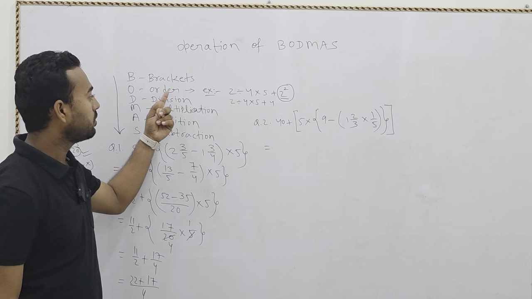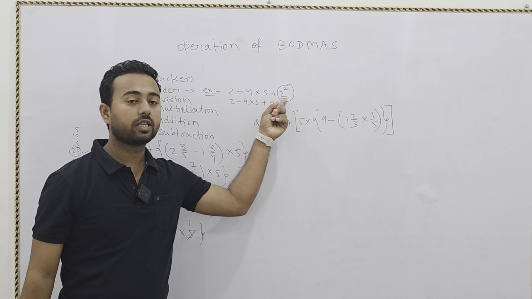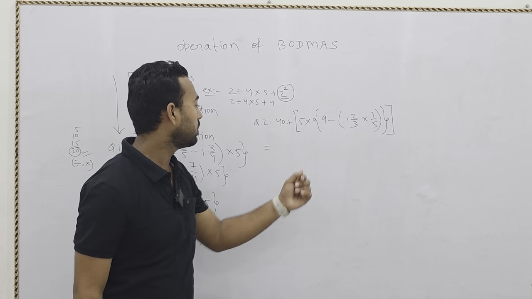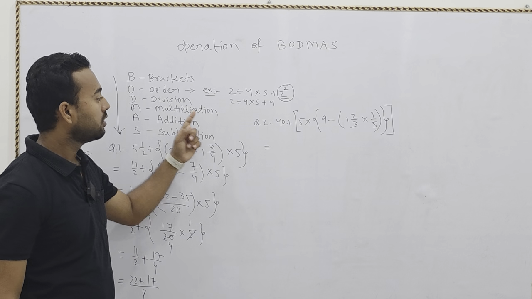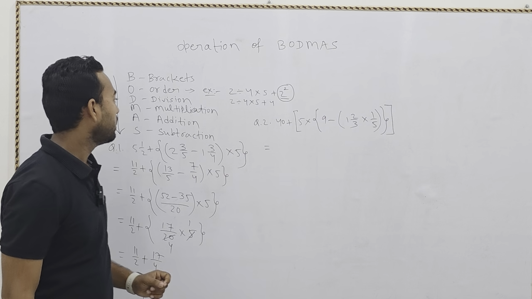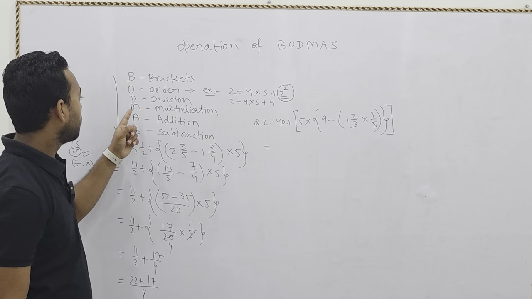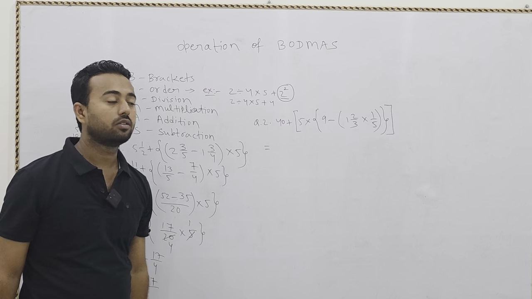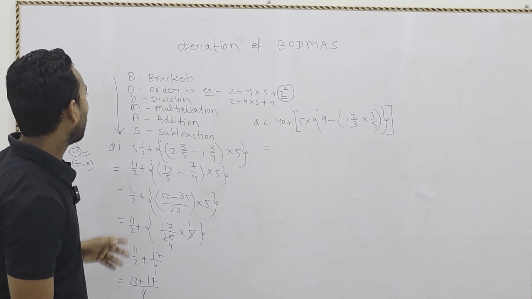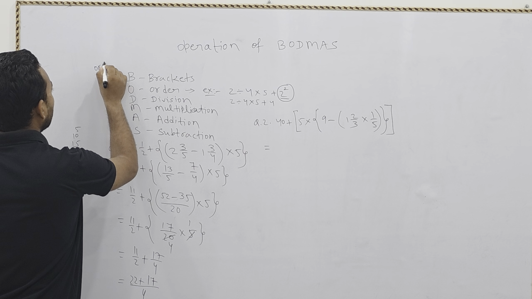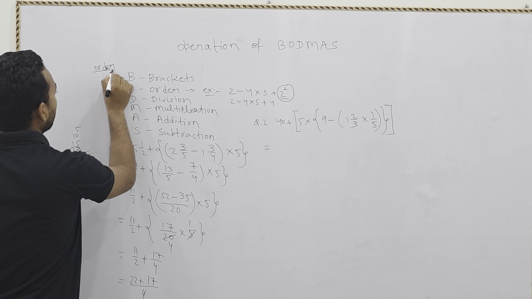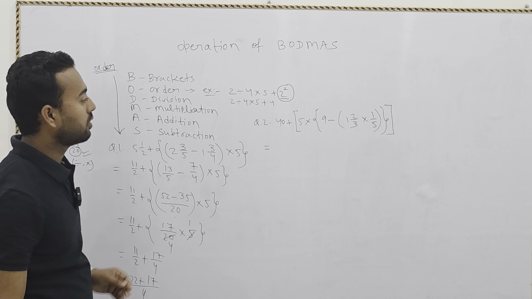Then after that, order, which is the power or exponent, we will solve that. It is not mentioned here. Then division, division is not there. Multiplication, then addition, it is addition there, then subtraction. So it is an order to solve the question serially according to increasing order.